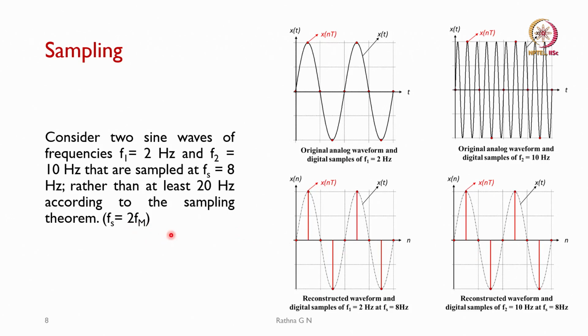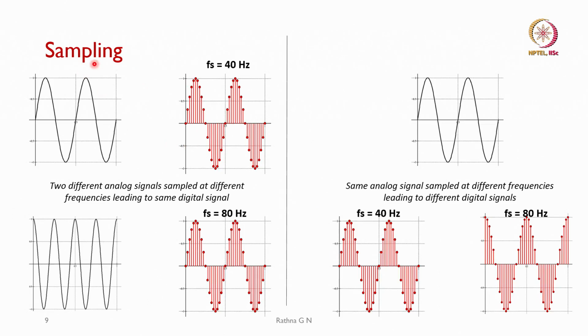Coming to the other part of sampling, you will see 2 different analog signals sampled at different frequencies, leading to digital signals. We have sampled one at 40 hertz here, and this one is sampled at 80 hertz. When I do the reconstruction, with the sampling frequency at 80 hertz, both signals are represented in their domain and reconstructed properly.